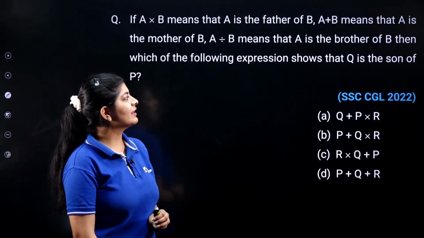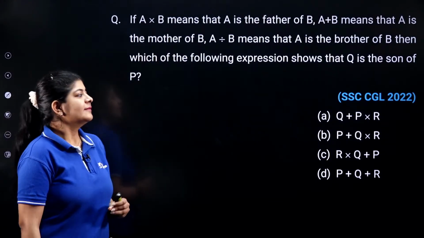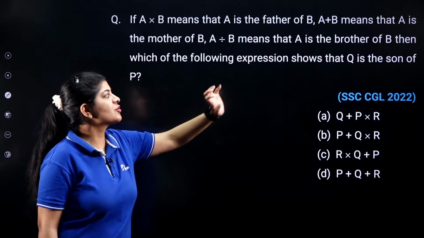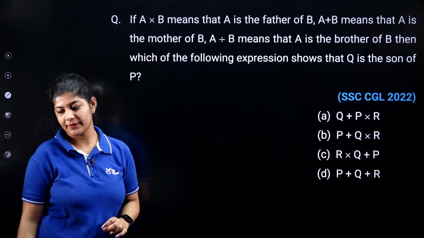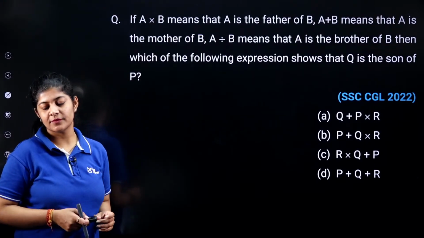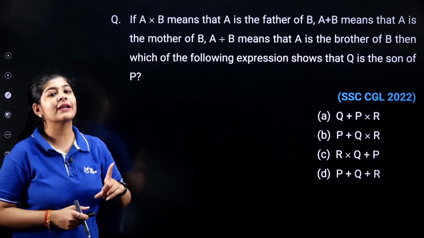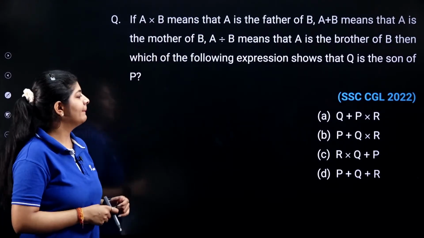So here we are having a question from the concept of blood relations. You are having your options. You have to determine which expression is showing that Q is the son of P. What you have to do, you have to determine the expression in which you are getting a relation as Q is a son of P.